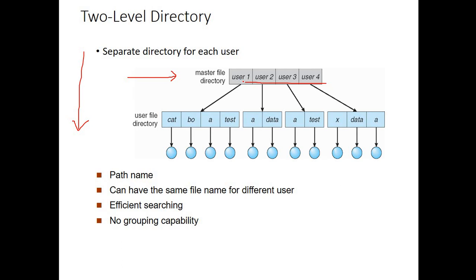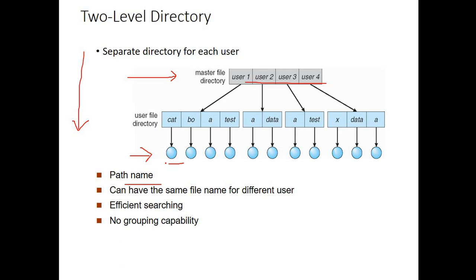For each user, one separate directory is created. Under that directory, all the subdirectories are kept. Under the subdirectories, files are stored. So this is the two-level directory structure. You can access any file by specifying its appropriate path.